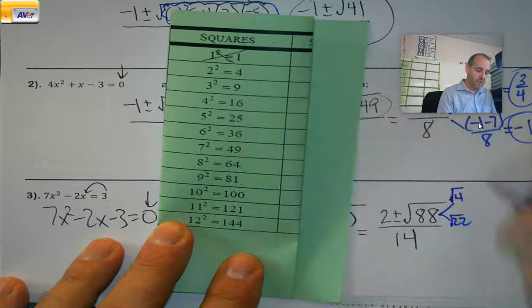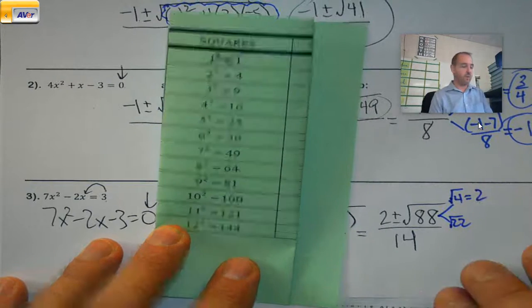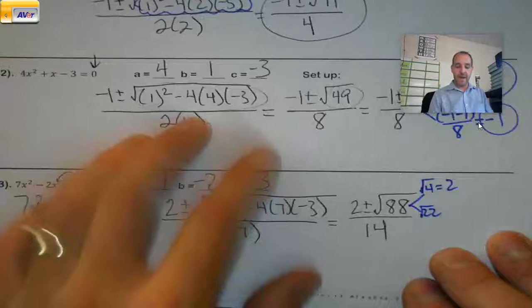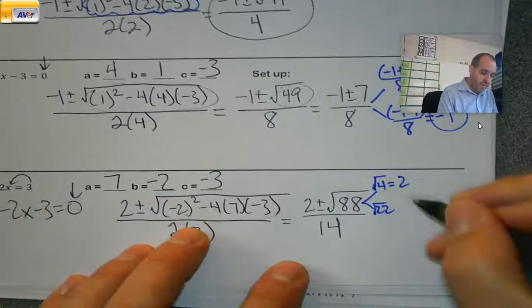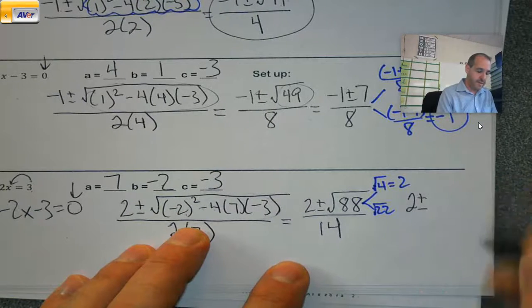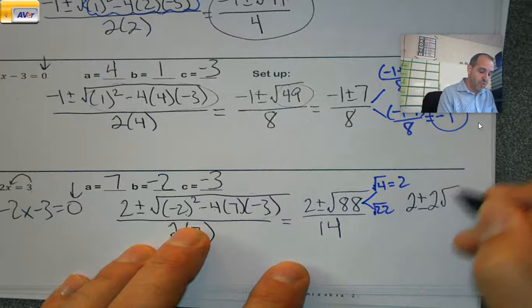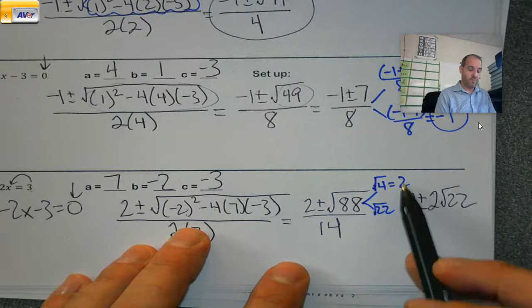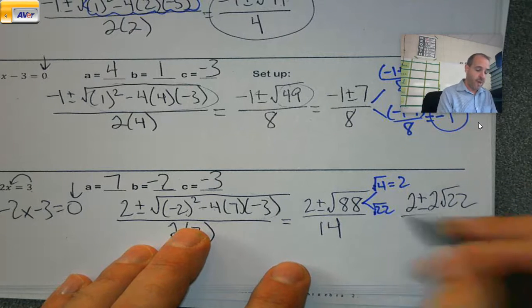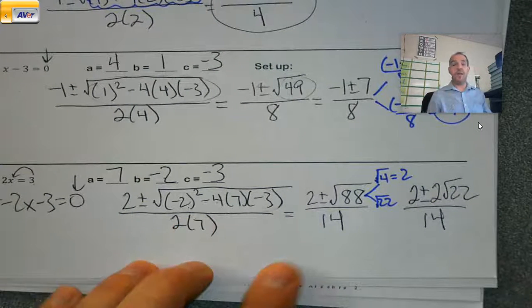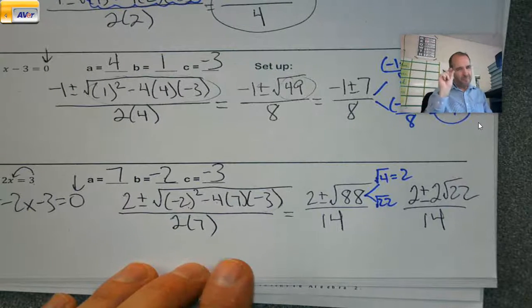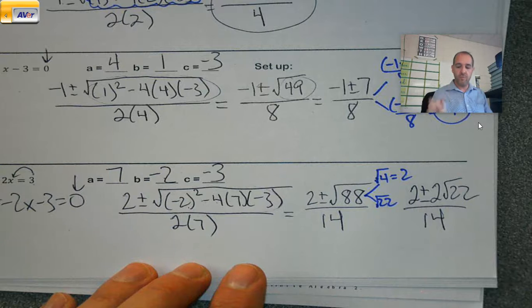And the square root of 4 is 2. It's perfect. It's going to get out of radical jail. So what's that going to make my answer look like? We've got 2 plus or minus 2 square root of 22 over 14. Now this is great. You've done a super job, but there's one more little piece.